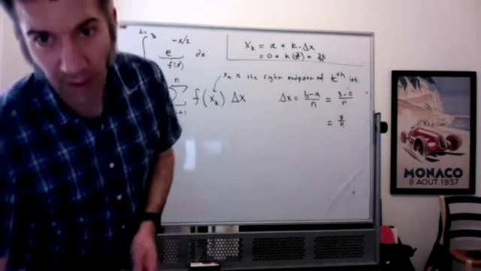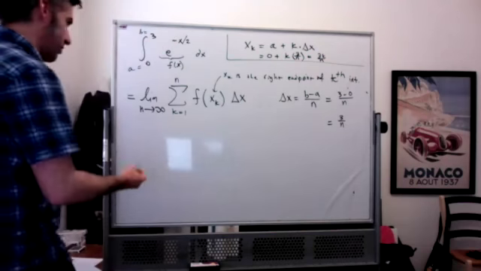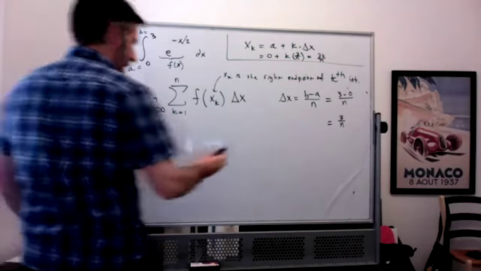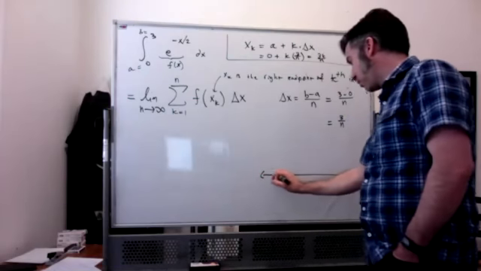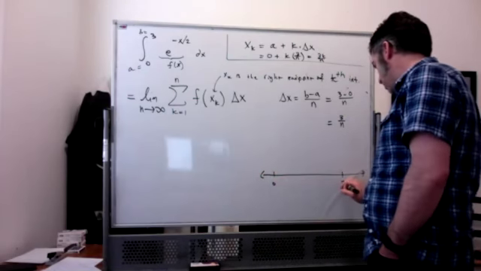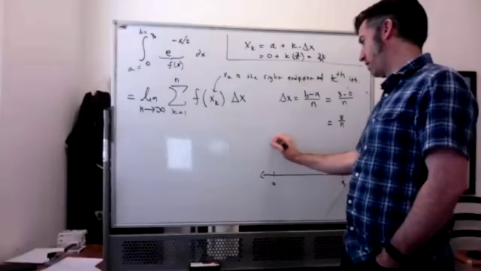So if you don't remember that, the way I recommend to figure out what x sub k is is to draw a little picture. So I'm going to draw the number line, going from 0 to 3. And you get your function e to the negative x over 2. It probably looks something like this.